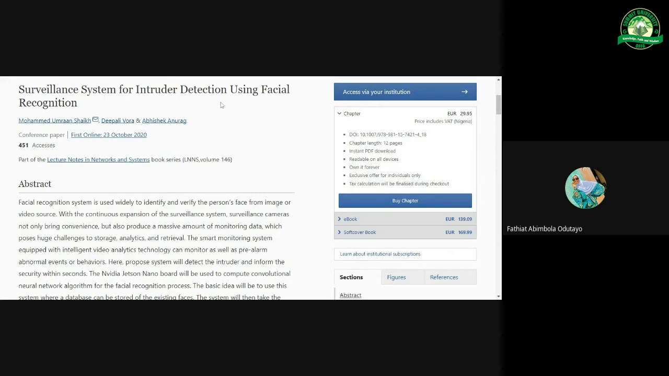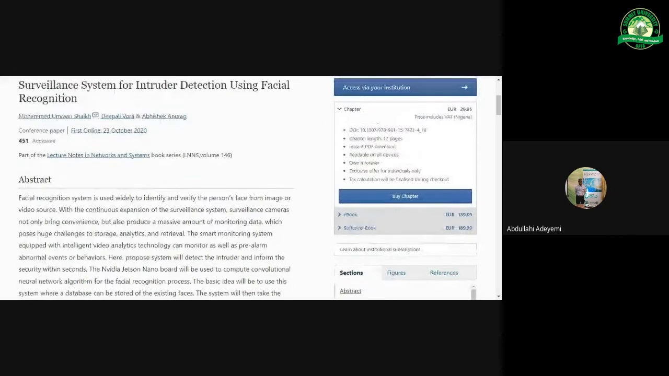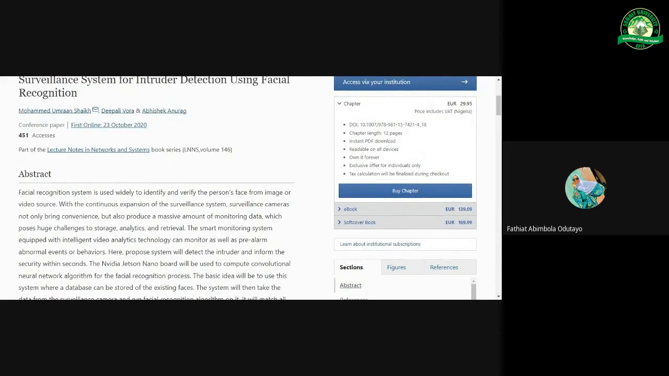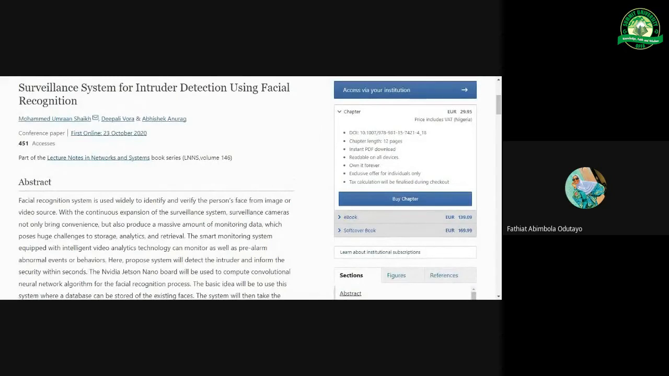The paper topic and the abstract is okay for our project. Hello, good morning. I can hear you from my end. Okay, why? Because it's talking about detecting the intruder and informing the security within seconds. So I think it's a good one. All right, thank you very much. I think we should keep the paper.